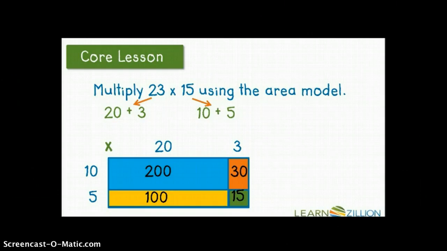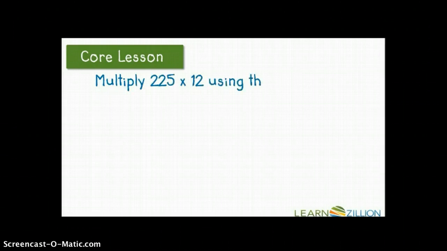On our rectangle, we have now written the partial products, or part of the total answer. So now we need to add them all together. 200 plus 100 plus 30 plus 15 equals 345. 23 times 15 equals 345. Now let's work on another problem. Let's multiply 225 times 12 using the area model.